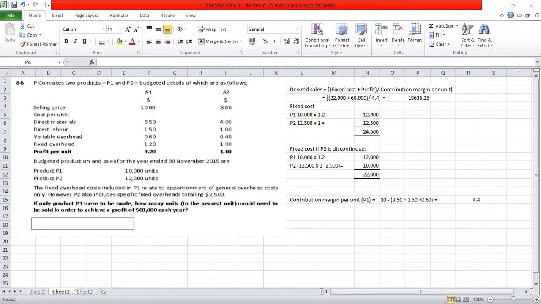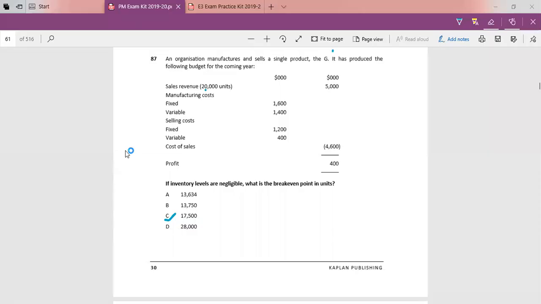I think this is very simple. You just calculate this one, break-even point in units. You cannot see the question, ma'am. Okay. I'm so sorry. I thought I had shared it. I'm sorry. Now, 87th question. Yeah, ma'am. Now we can see. Yeah, please do this one. It is very simple.